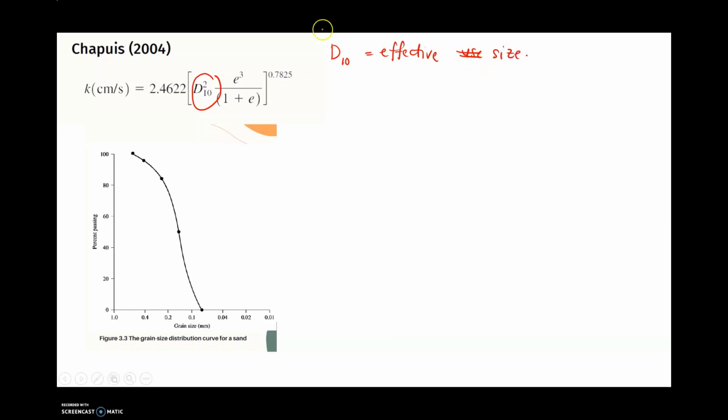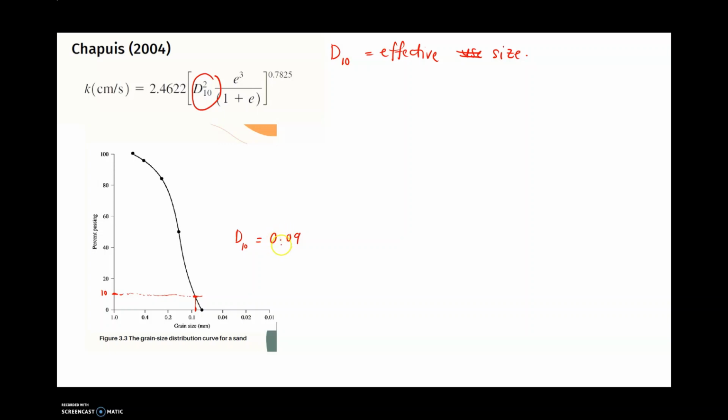So where is the location of the D10? The D10 means the diameter at 10% passing. Our 10% is here, there is our 10. So you go horizontally to the curve, you get here, and then you go to the x-axis to get the grain size, meaning the diameter for 10% passing. That is the effective size that you will use in your analysis. In this case, our D10 is equal to 0.09.